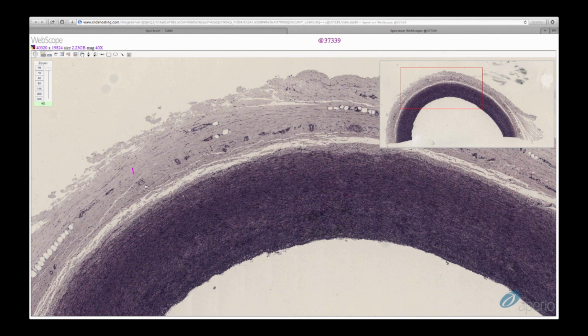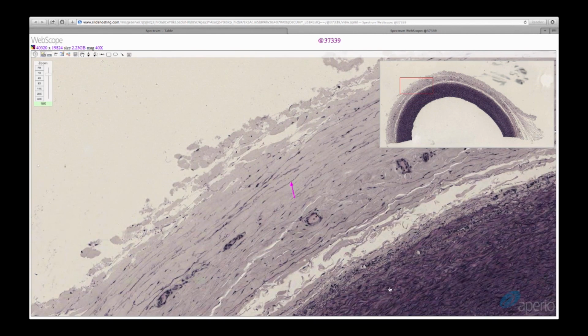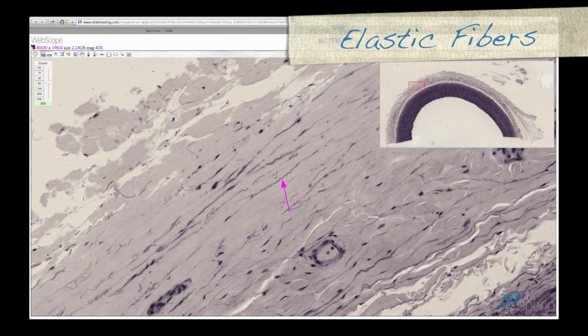If you zoom in, you can see that the tunica media is composed of densely packed elastic fibers, called plates, and the tunica adventitia is composed of more clearly delineated elastic fibers. I've highlighted an individual elastic fiber here in pink.